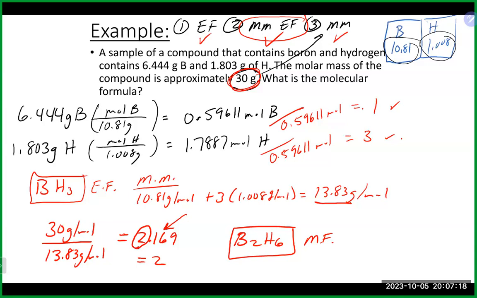I would say, yeah, if you screwed up the experiment, that's probably a good chance that you won't get a correct empirical formula.